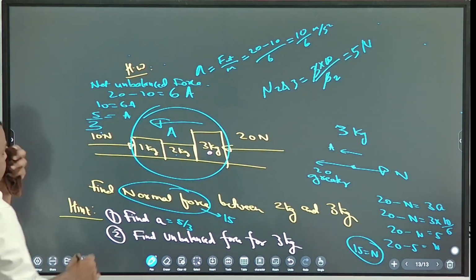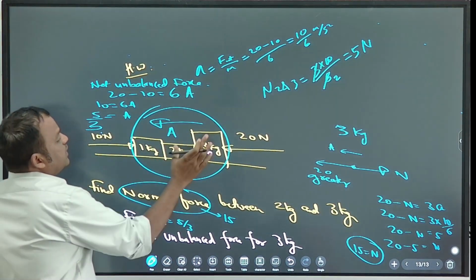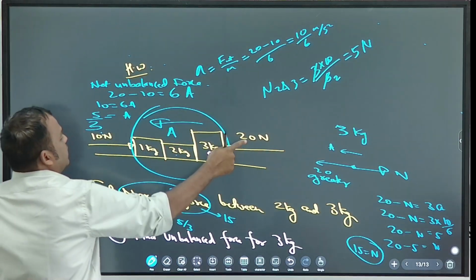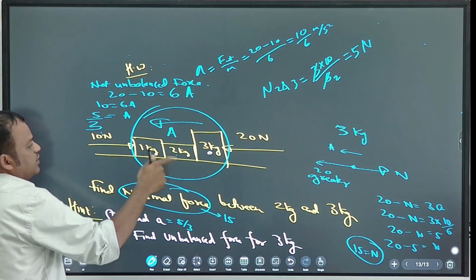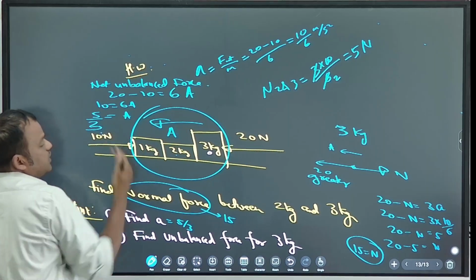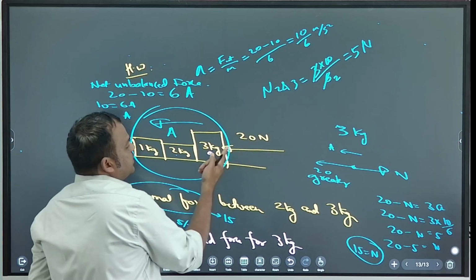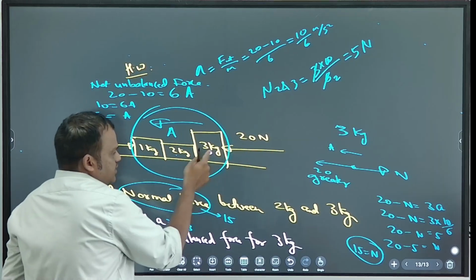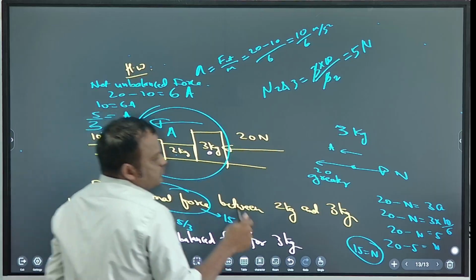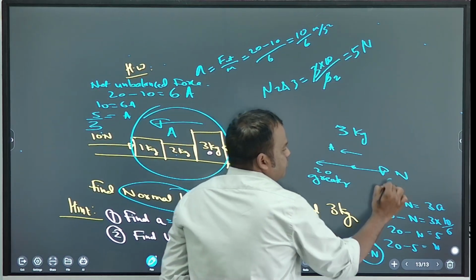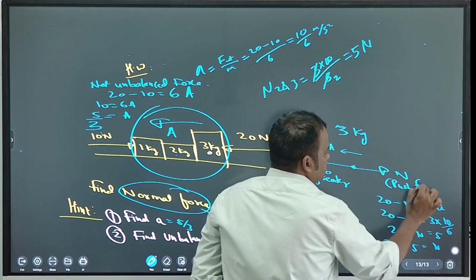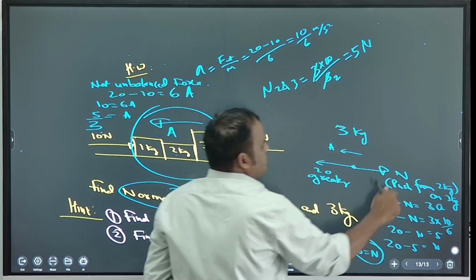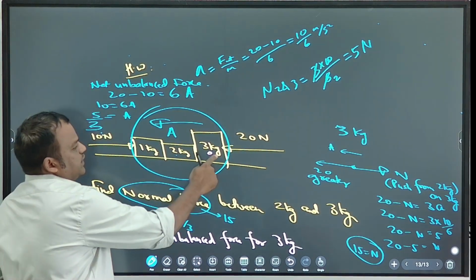Note down. Find acceleration, see the direction of acceleration, direction of unbalanced force. Unbalanced force is left because 20 is greater, 20 left is greater, acceleration is left. Now for 3 kg, 20 is acting left, normal from 2 kg will act right. Okay, 20 is left, 2 kg will push 3 kg right. That is the normal force. This is the push from 2 kg on 3 kg.